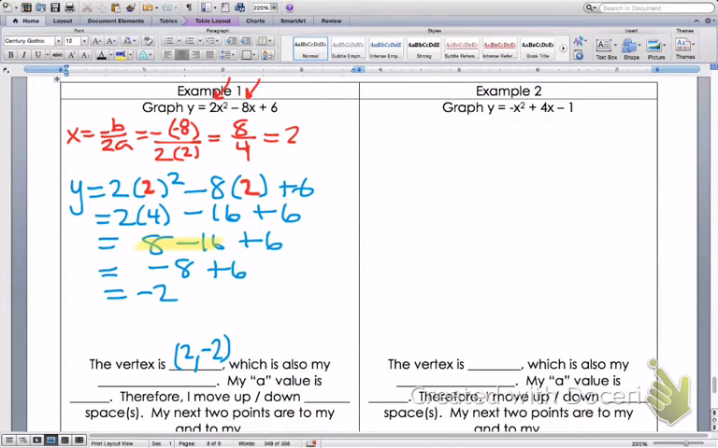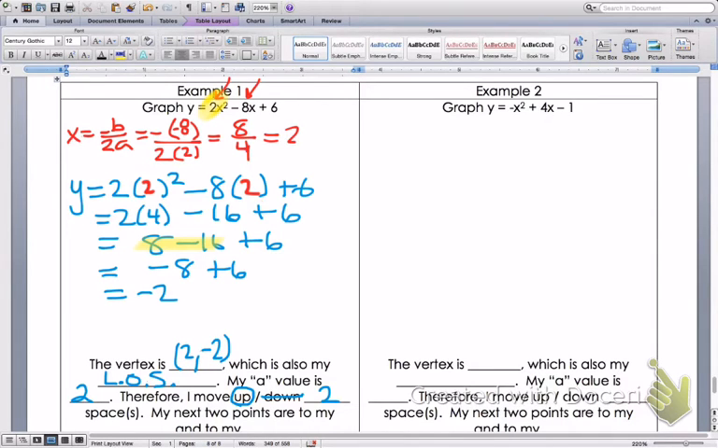Again, the vertex is 2 comma negative 2, which is also where my line of symmetry is at. I'll just put LOS for line of symmetry because I can't fit the whole word in here. And my a value in this case is this 2 here up front. That's my a value. So I'm going to put my a value is 2. So therefore I'm going to move up or down. In this case I'm going to move 2 up because it's positive. I'm going to move up 2 spaces. My next 2 points are going to be to my right and to my left. So let's go ahead and do that.